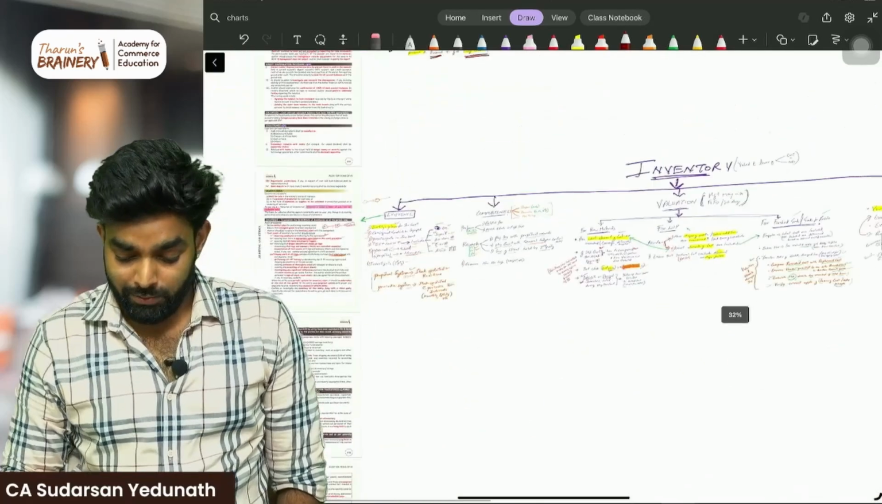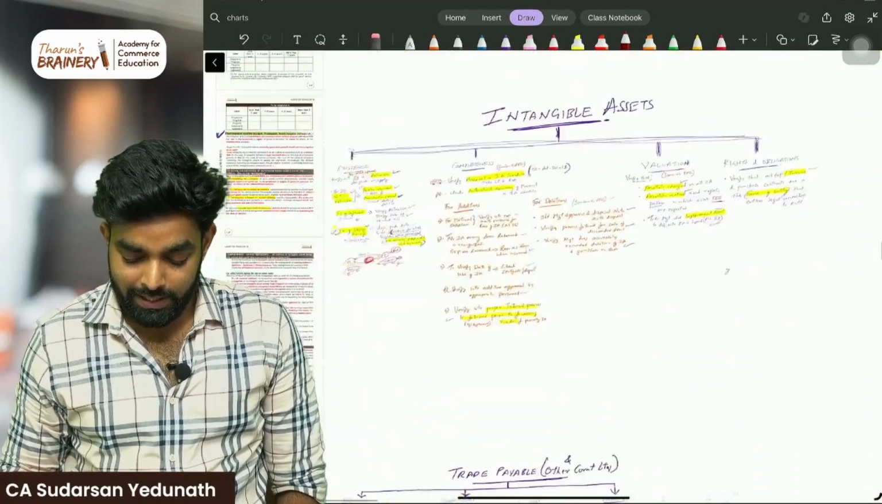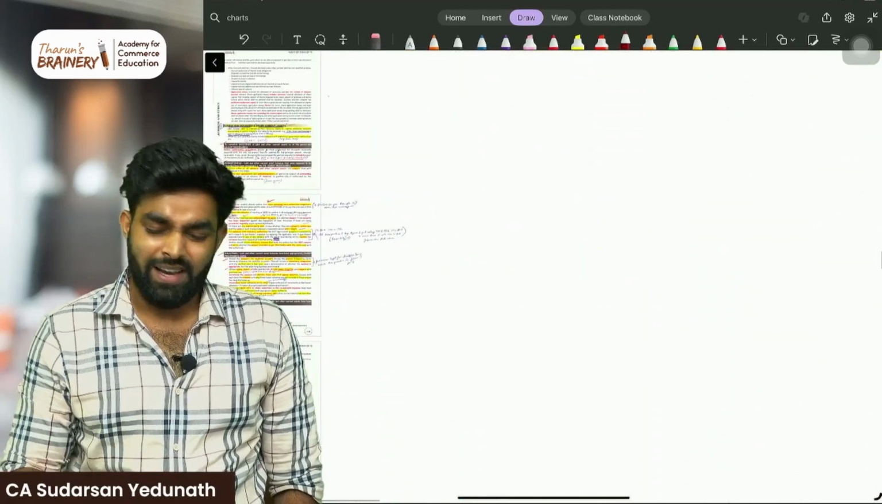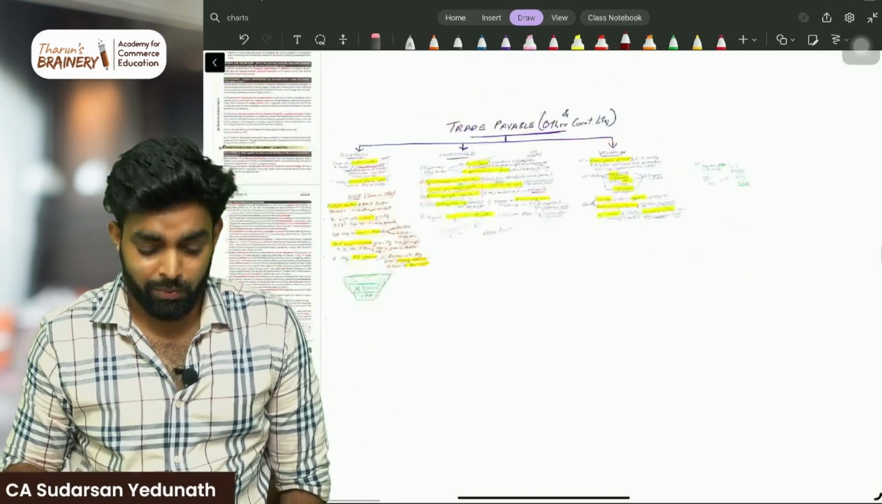Next we'll go on with inventory, PPE, intangible assets, done. Then we have the sales, all this. Loans and advances also, provisions also, we'll do that.